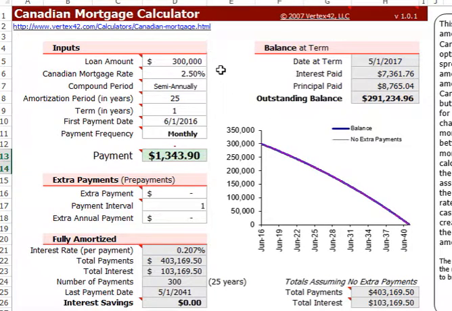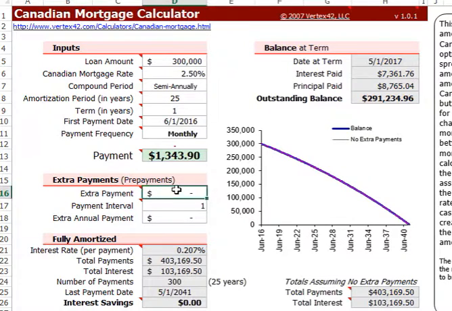You can see that we have a $300,000 mortgage at 2.5% interest, calculated semi-annually, 25 years, for a term of 1 year. There's our monthly payment, our interest paid, and our principal paid over the course of the year, and our outstanding balance. So what I'm going to do is add an extra payment every month. Let's assume that we have $600 a month extra cash flow from our property.